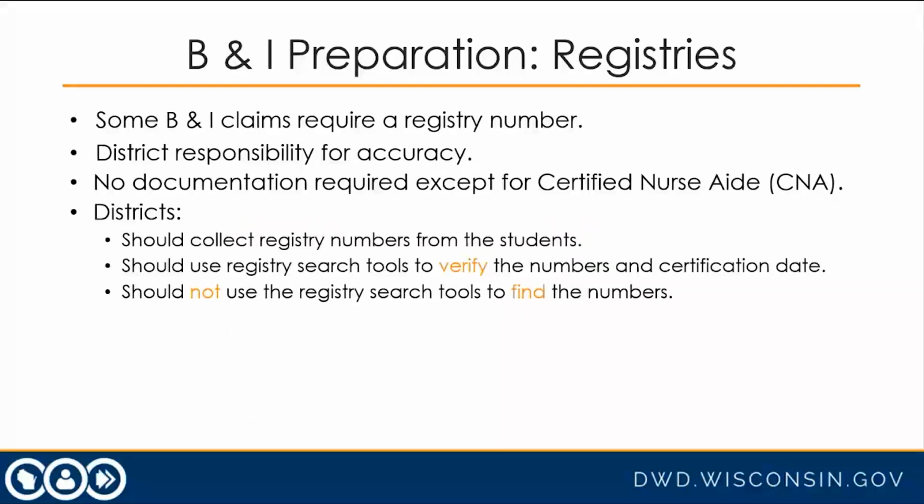Most B&I claims require certificates, but some require a registry number. Districts are responsible for confirming that the registry number provided in the claim is assigned to the student and not just someone with the same name as the student. When a registry number is provided, no additional documentation needs to be uploaded except with certified nurse aide, which will be covered in more detail in the next slide.